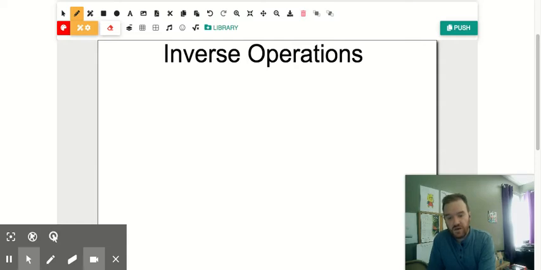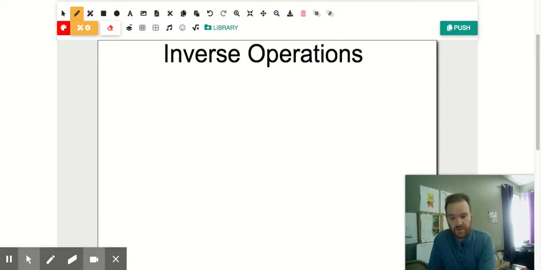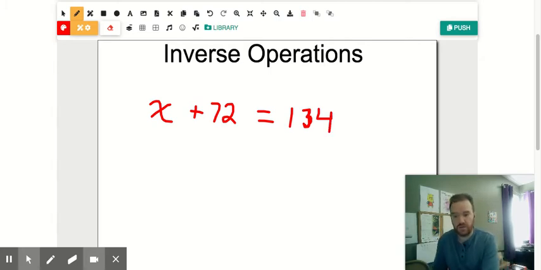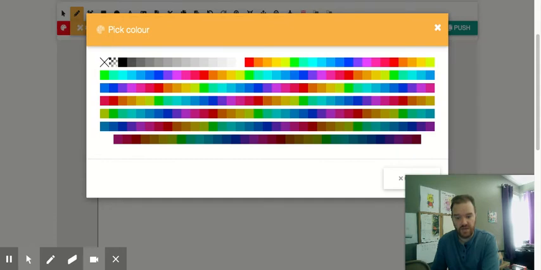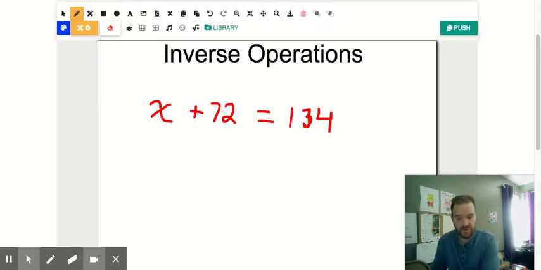To better understand inverse operation, let's take another problem. x plus 72 equals 134. I have to figure out what that x equals. In order for me to figure that out, I need to make sure that I get it by itself. So now I'm going to do the inverse operation.